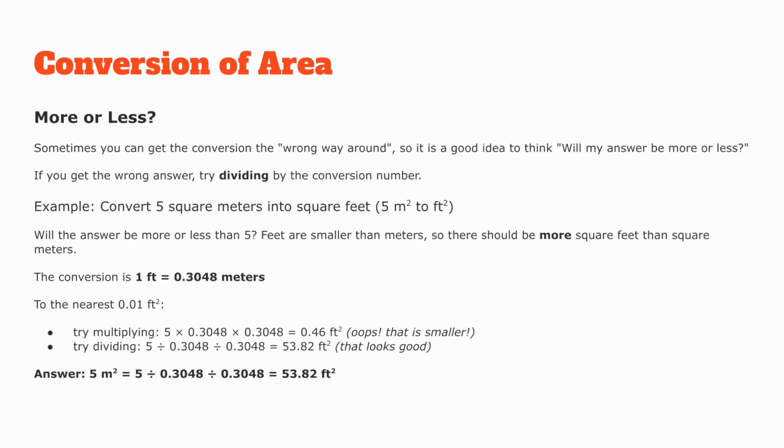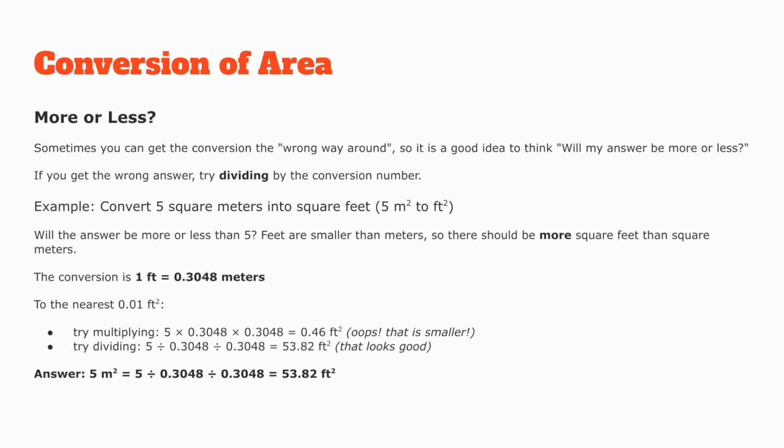Sometimes you can get the conversion the wrong way around, so it is a good idea to think, will my answer be more or less? If you get the wrong answer, try dividing by the conversion number. For example, when we convert 5 square meters into square feet, will the answer be more or less than 5? Feet are smaller than meters, so there should be more square feet than square meters. The conversion is 1 foot is 0.3048 meters.